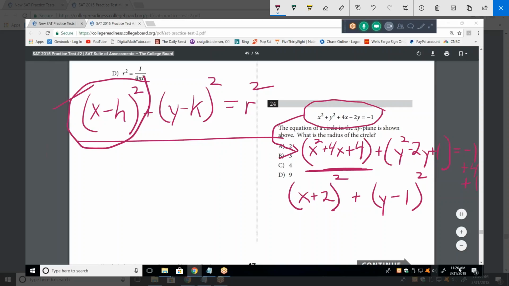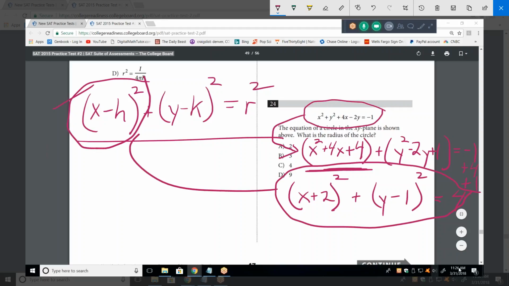In the first case, I got 2. In the second case, I got minus 1, or 1, but either way, you use the sign of the middle term. Now on the right side, what do I have? 4. Okay. Now, if you remember your general equation, then you know everything about this circle.